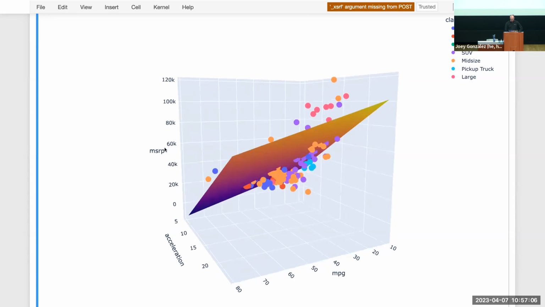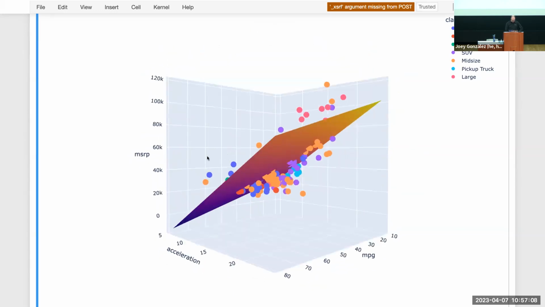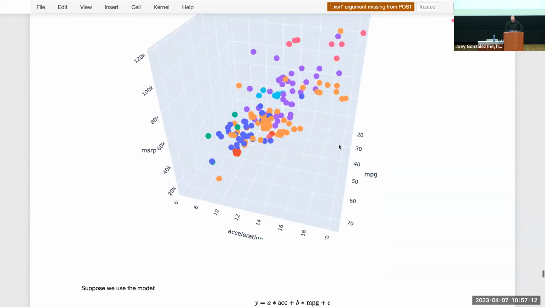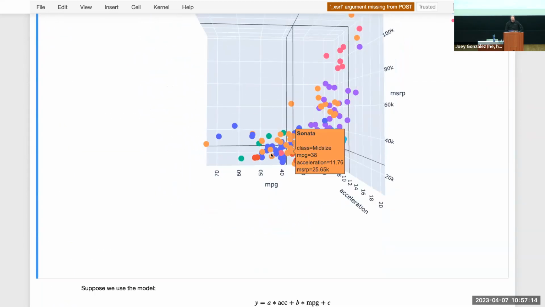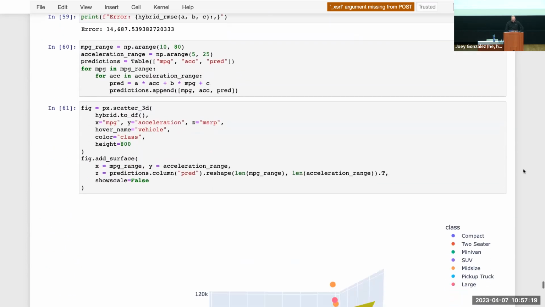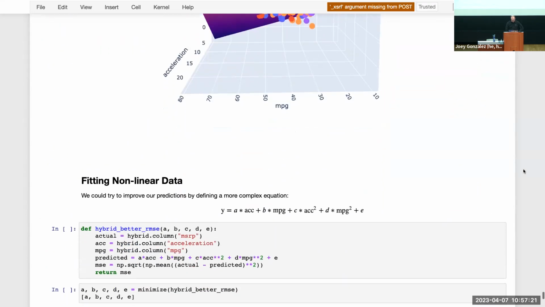This data is pretty curvy. I feel like there's, let's go back up here. From this angle, I feel like there's some curvature here. Maybe there's some curvature here. Let's make the equation, the model, more complicated because we can. So why not? My prediction is going to be A times acceleration plus B times miles per gallon, same as before. Let's go ahead and take the acceleration squared, miles per gallon squared, fit a more complex function, right?